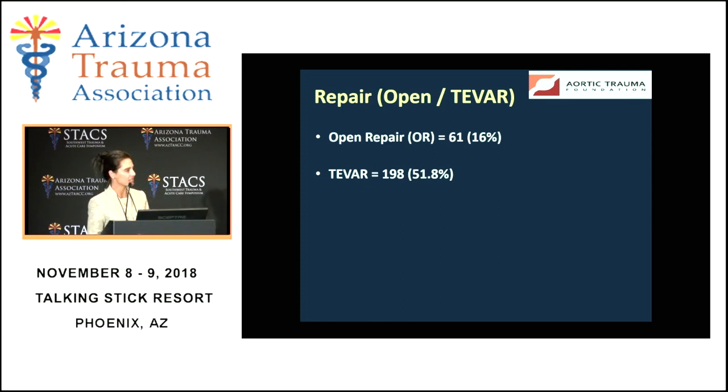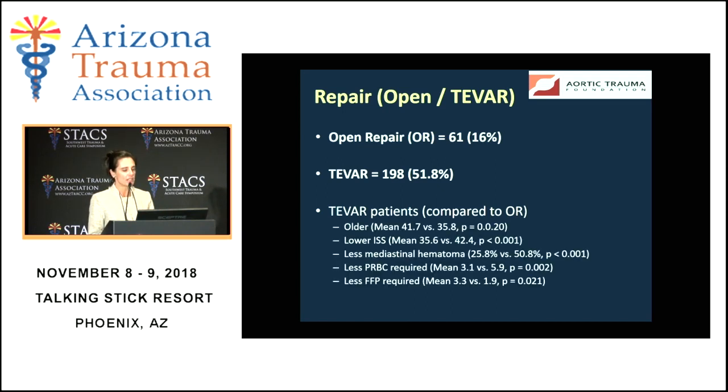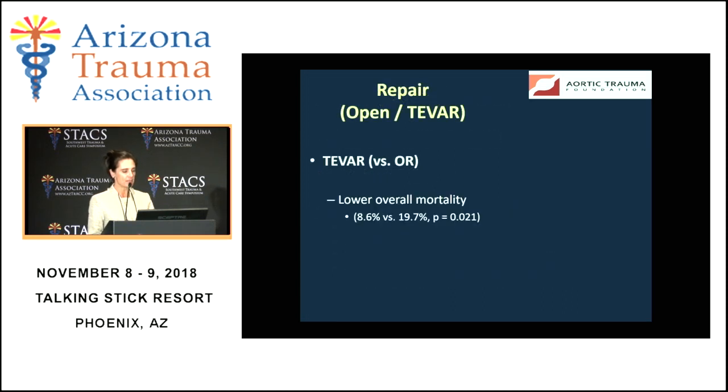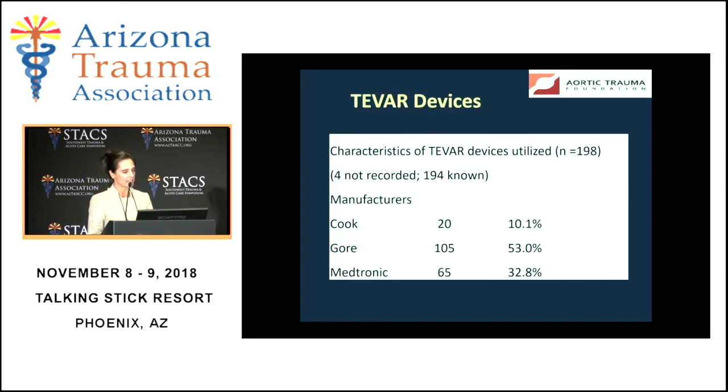There are still some lesions that we can find. They're certainly rare, but if they are too close to the origins of vessels that cannot be covered, and I don't mean the subclavian because we can certainly cover that, but there are some lesions, very, very few, that are not amenable to endovascular repair. So TVAR patients compared to open repair were older, had lower ISS, had fewer secondary signs of injury and required less FFP. The TVAR patients, the stent graft patients, had a lower overall mortality and a lower aortic-related mortality as well.